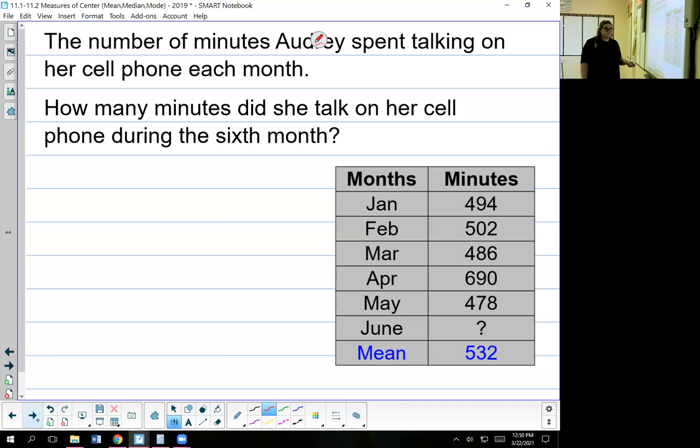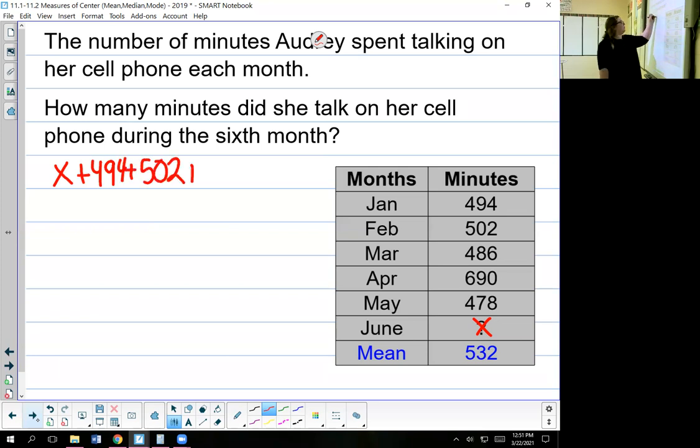So these are all the minutes in which she was talking on the cell phone, and we know that the mean is, I'm telling you, her average, including June, was 532. You're basically solving this like an equation. So this would be like my X here, right? So I have what she had in the 6th month, plus the 1st month, plus the 2nd month.